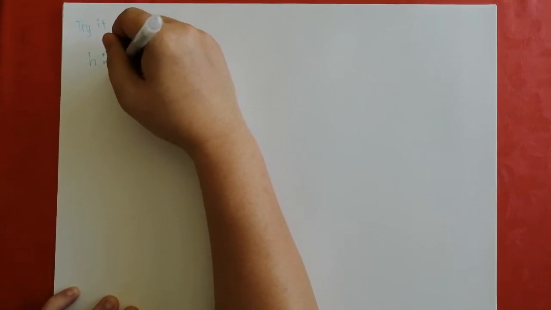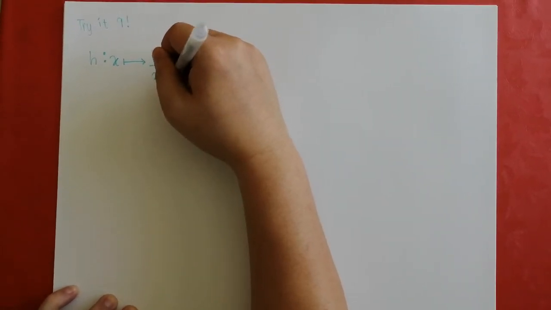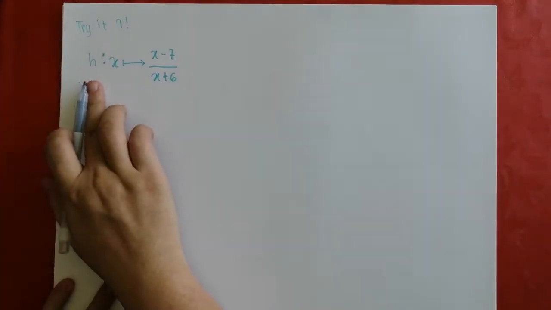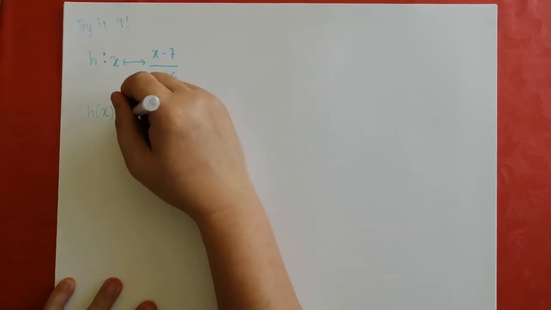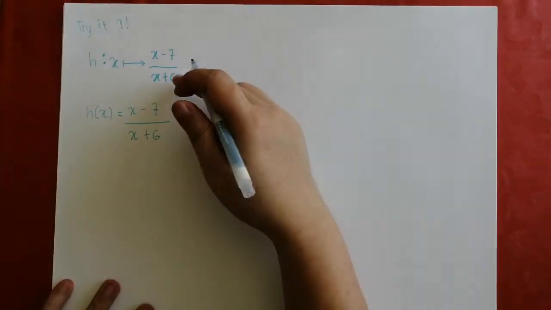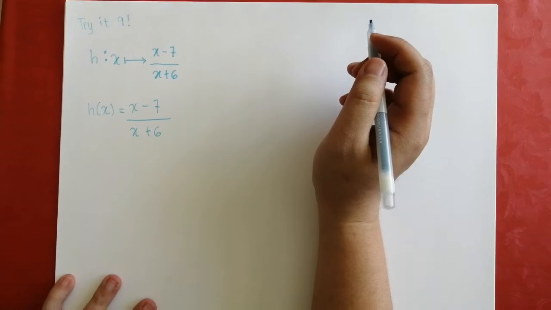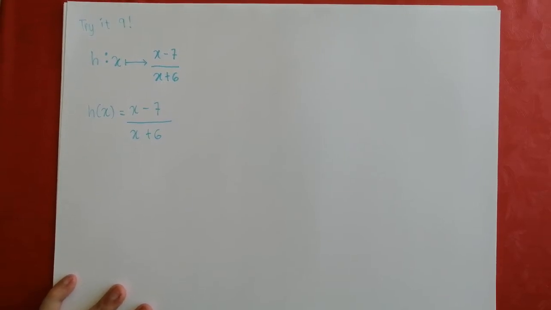so next example, try number 9. Try number 9, you have the function h, where h maps x onto x minus 7 over x plus 6. And remember, you can rewrite this function as h of x equals x minus 7 over x plus 6. That means they mean the same thing. And part A, you are asked to express h inverse in the similar form. So h inverse means that you need to find the inverse.